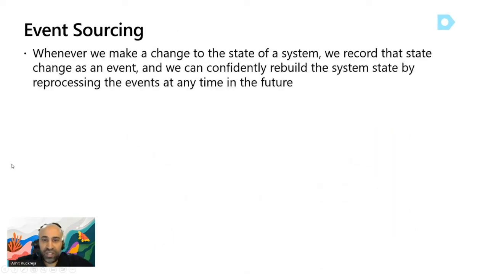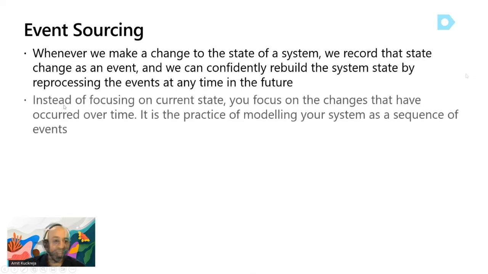Next one is event sourcing. Whenever we make a change to the state of a system, we record that state change as an event, and we can confidently rebuild the system state by reprocessing the events at any time in the future. Instead of focusing on the current state, you focus on the changes that have occurred over time. It is the practice of modeling your system as a sequence of events.